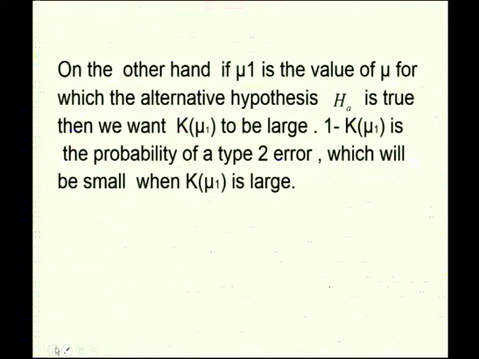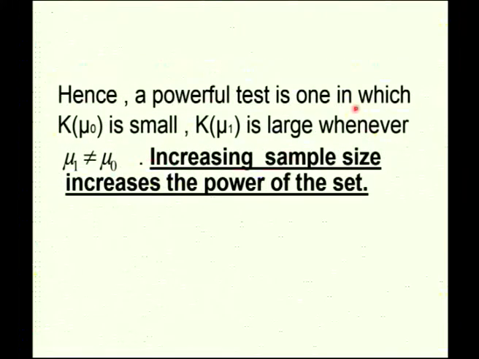On the other hand, if mu1 is the value of mu for which the alternative hypothesis HA is true, then we want K of mu1 to be large. In that case, 1 minus K of mu1, which is the probability of type 2 error, will be small when K of mu1 is large. Hence, a powerful test is one in which K of mu naught is small and K of mu1 is large whenever mu1 is not equal to mu naught.